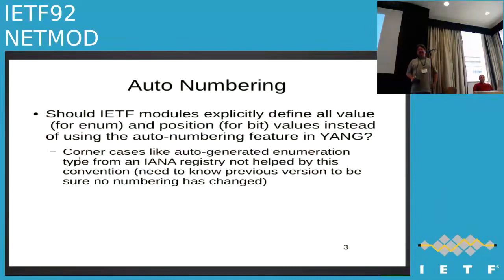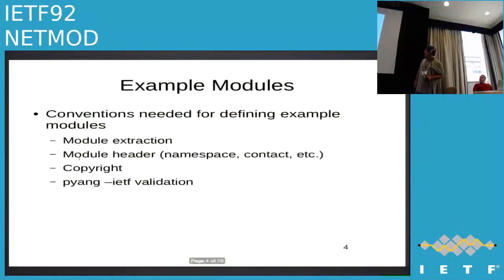Doesn't sound like there's support for this. No comments. So then that's suggesting we don't need a guideline for auto numbering, or basically to have explicit numbering. Okay, well, moving on to the next one.